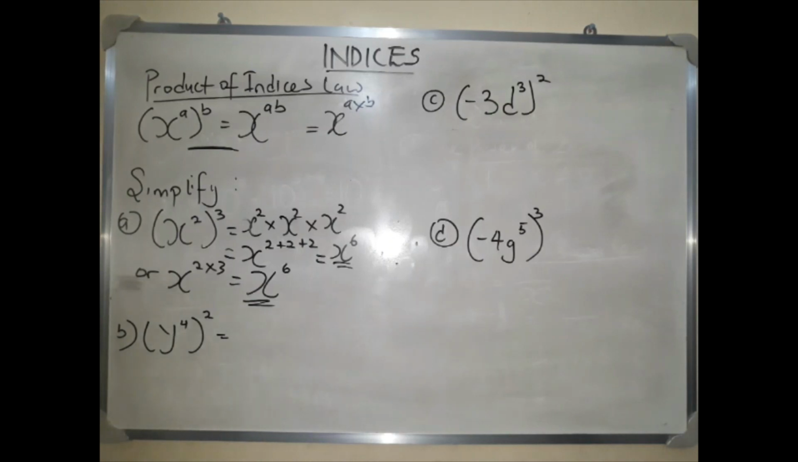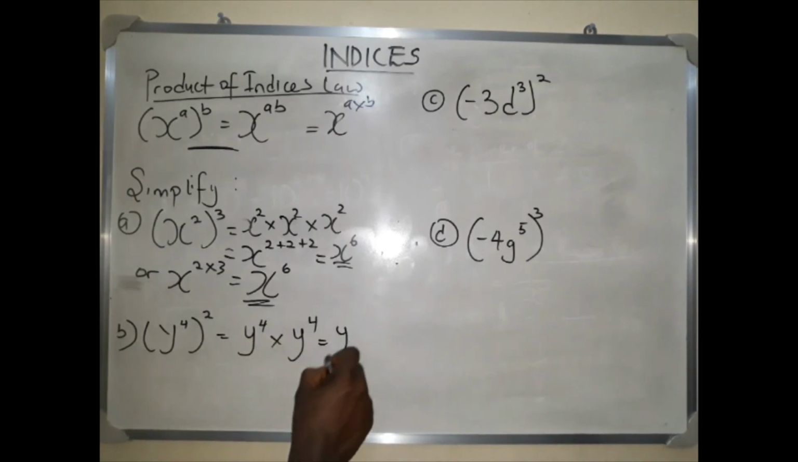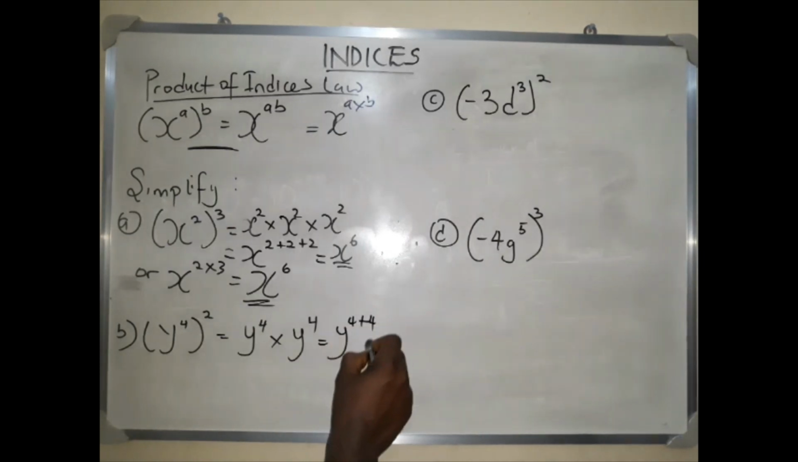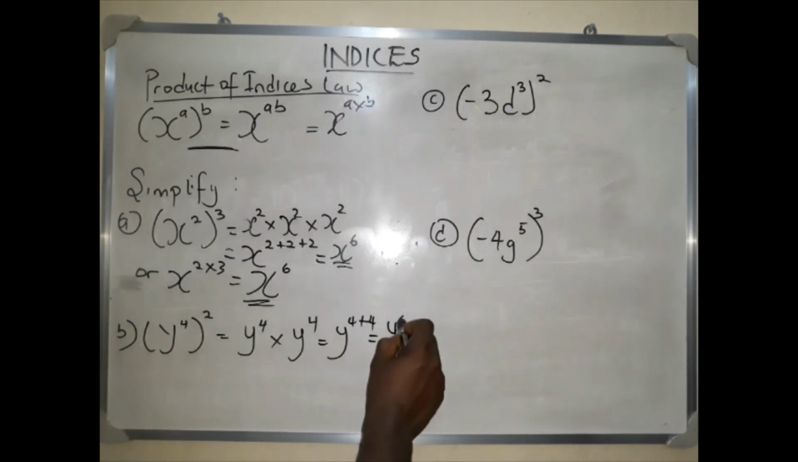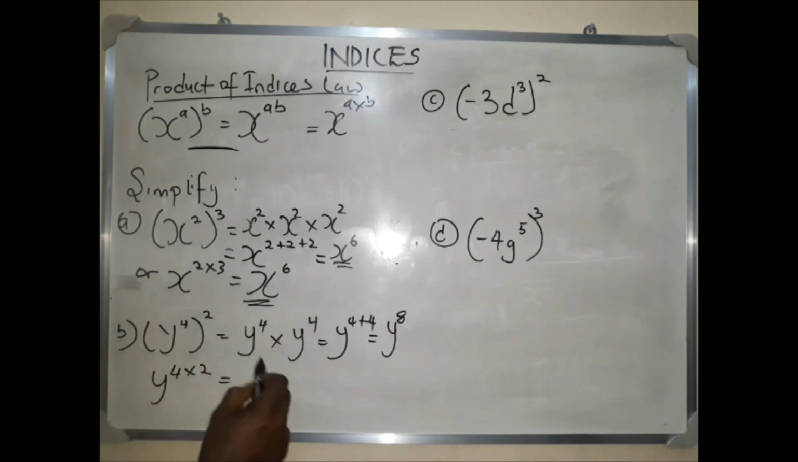Now let's look at the second one. Second one, you can do the same thing. You can say y raised to power 4 times y raised to power 4, which will give you y raised to power 4 plus 4, which is equal to y raised to power 8. If you want to use the multiplication rule, or you can just say y raised to power 4 times 2, which is y raised to power 8. So either way, you get the same answer.